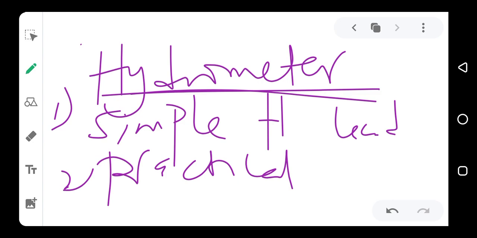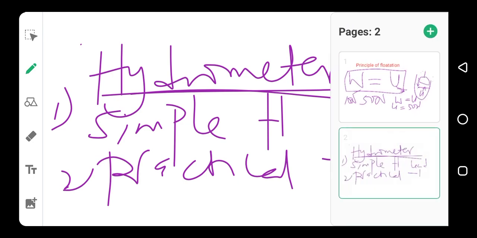Assuming any level that it floats to, you mark it 1, because the density of water is 1000 kilogram per meter cube or 1 gram per cm cube. So you can name it 1000, depending on the unit you want to use. You mark it, then you place it in another liquid whose density you know, and then you mark it. When you have marked the two levels, you can use them to get the density of other liquids.